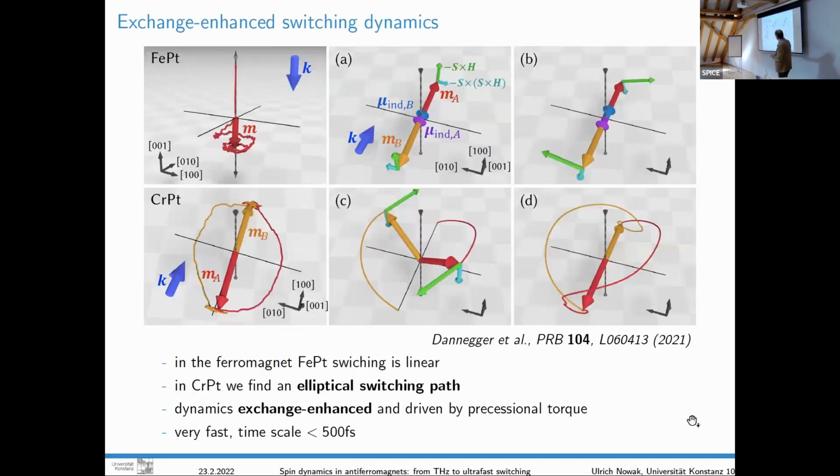So we compare here iron platinum, a ferromagnet, with chromium platinum. So a ferromagnet, as I said already, that is linear switching. It demagnetizes and then comes out on the other side with some fluctuations. On the other hand, chromium platinum switches via this elliptical path. So it does not demagnetize during the switching. The thermal effect is not necessarily so big. Instead, you get a kind of precessional motion, one could say. And that is like often in antiferromagnets, you get an exchange enhanced switching.